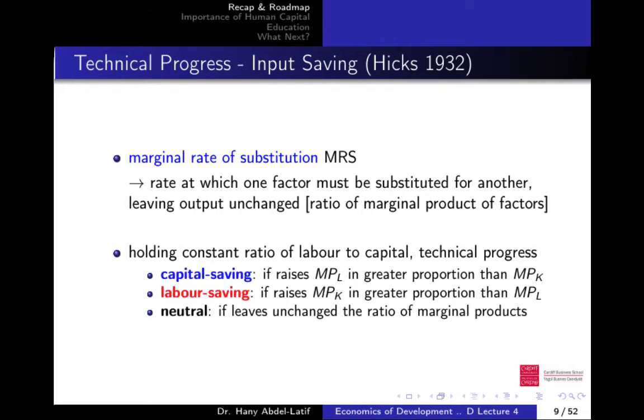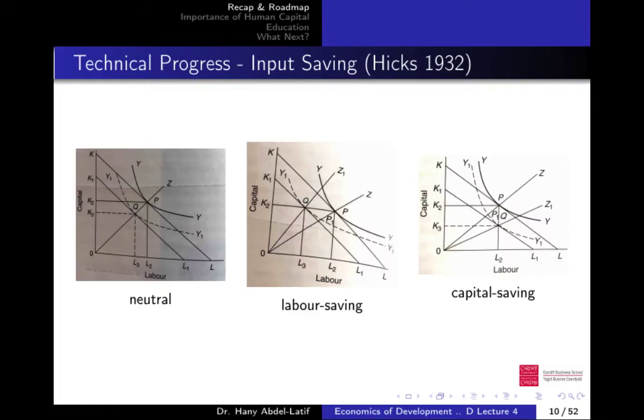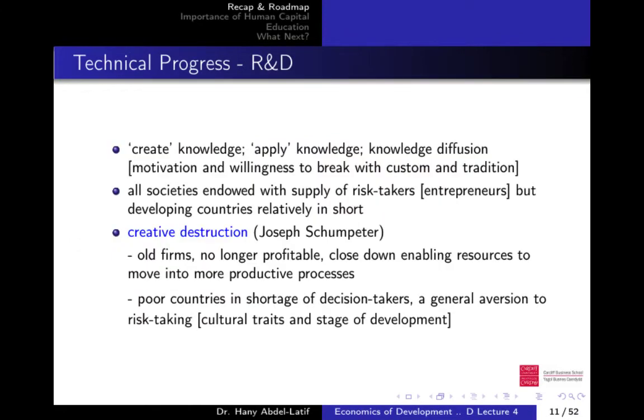Or you could look at this through the marginal rate of substitution between the two inputs, capital and labor. Technical change will be capital saving if it raises the marginal product of labor in greater proportion than the marginal product of capital. It will be labor saving if it does the opposite, and neutral if it doesn't change this. We showed these three graphs, if you remember, and we finished by looking at R&D.